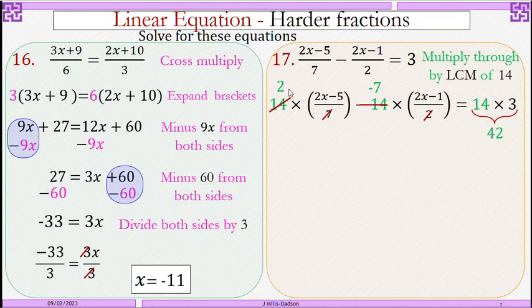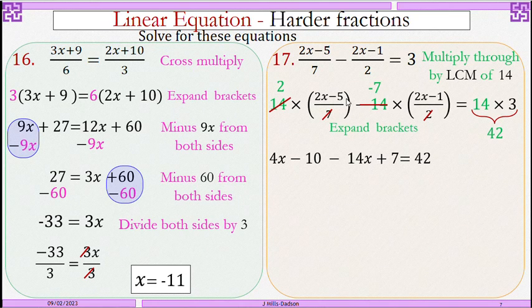Next step is to let the 2 expand the bracket. Let the negative 7 also expand the bracket. Equal 42. Then it becomes like these questions. Let's expand the bracket. 2 times into bracket 2x minus 5. When you expand the bracket, that's what you have. Negative 7 times 2x is negative 14x. Negative 7 times negative 1 is positive 7, equals 42.